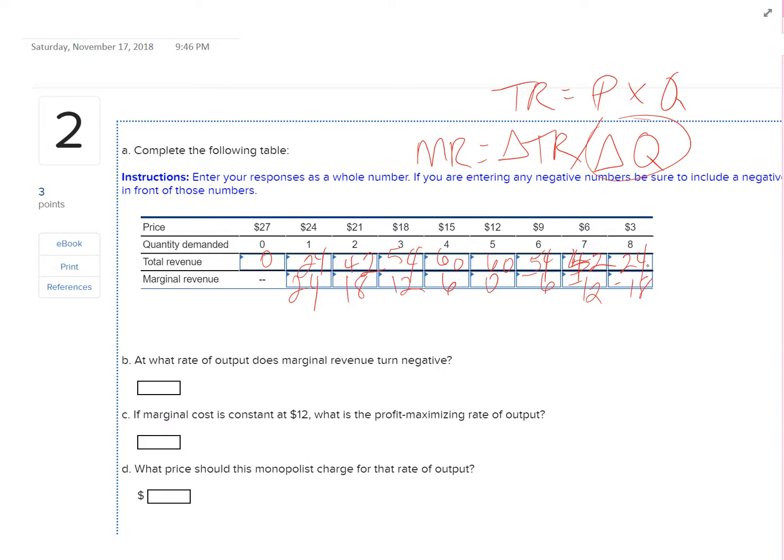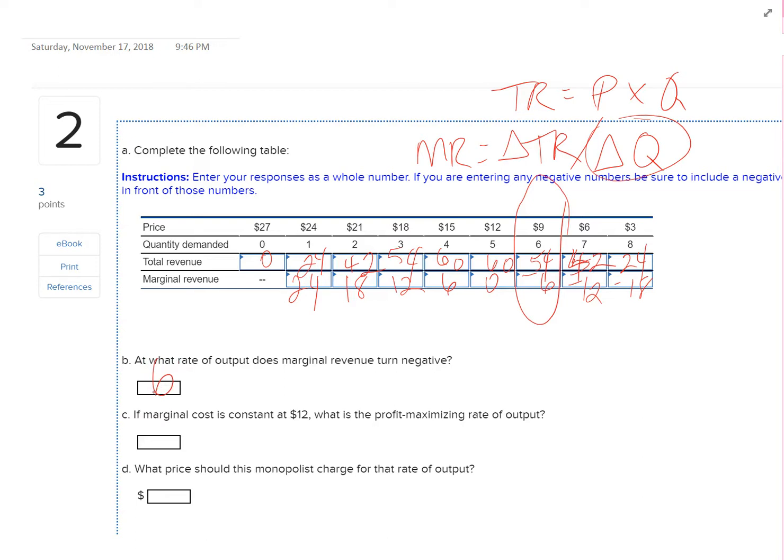They ask you on part B, at what rate of output does marginal revenue turn negative? Well, we can see that right here. It turns negative at an output of 6. So what rate of output? 6. So this is just reading the information.